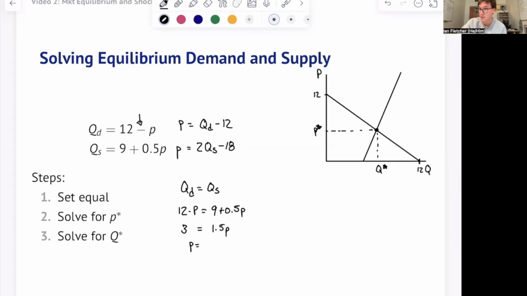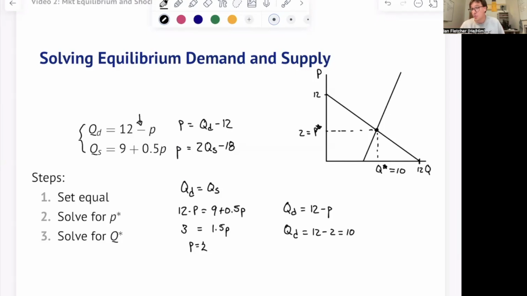Then we are going to get, I think this is 2, right? So our P star should equal 2. Now, to get back to the quantity, pick your favorite curve, because they're equal to each other, both of them can back out the quantity. And so let's just use QD because I think it's easiest, because it doesn't have a coefficient in front of P. If we plug in that P is equal to 2, 12 minus 2 should equal 10. So our Q star here should equal 10.